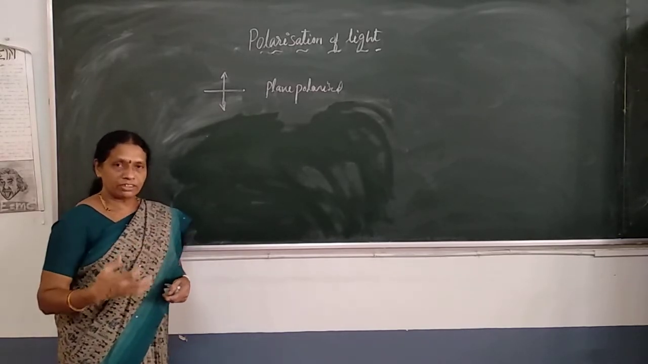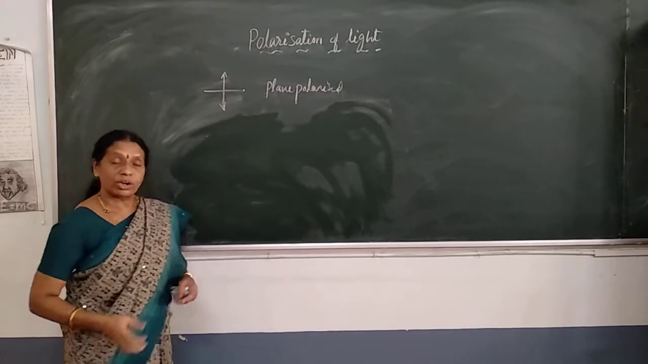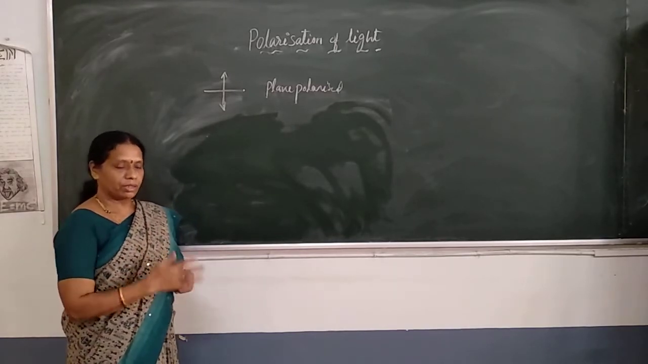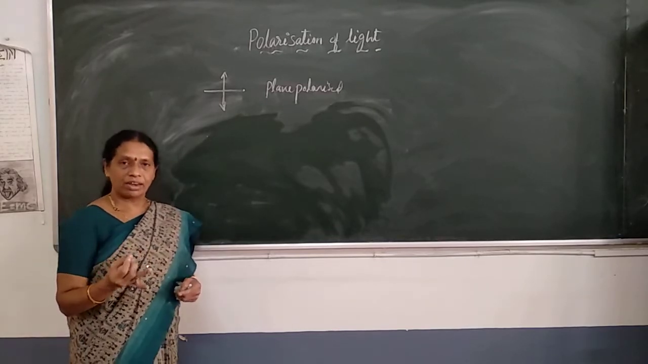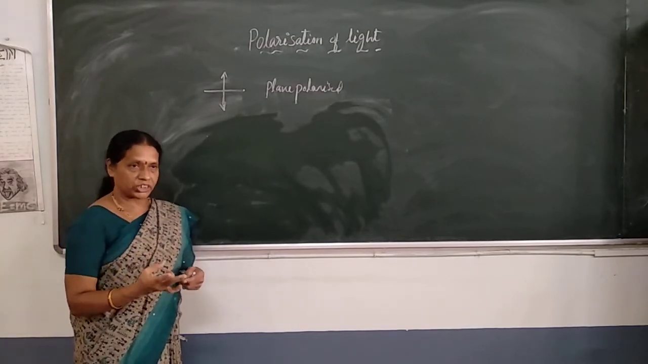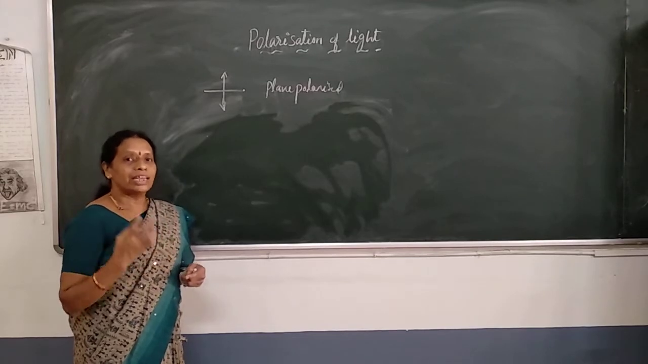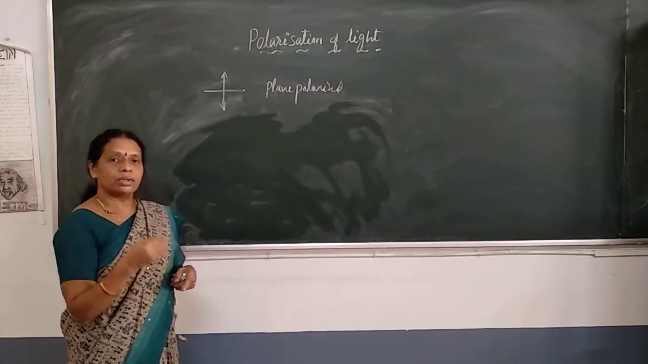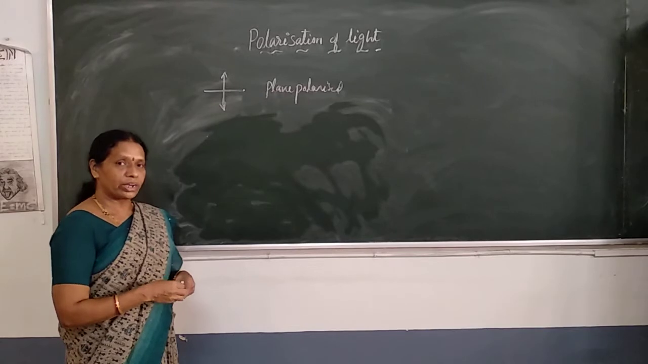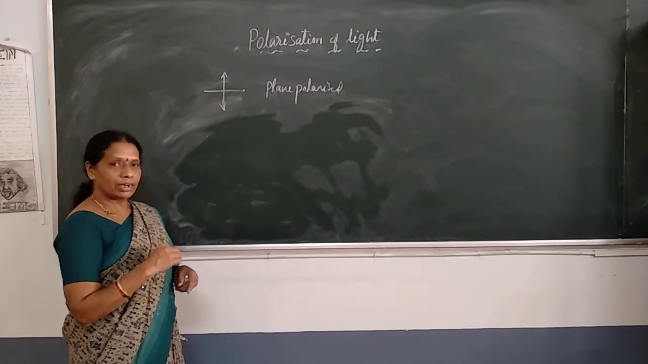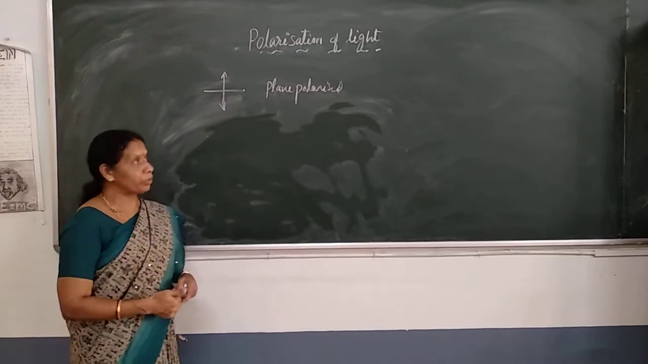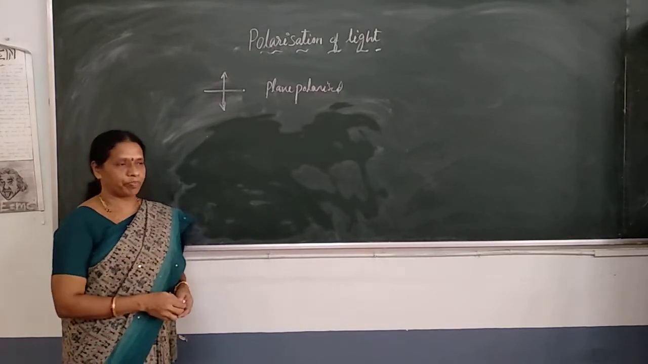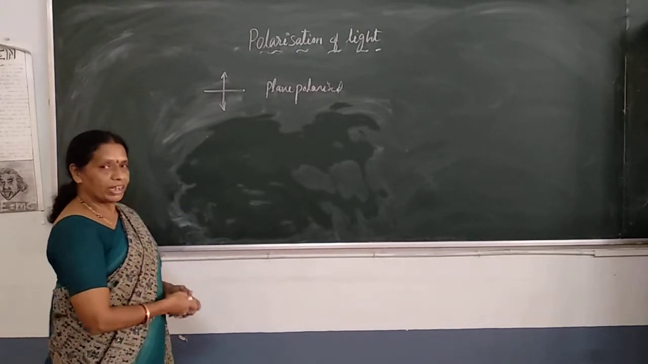These are the 5 methods by which a plane polarized beam can be produced: by reflection, by refraction, by scattering, by double refraction, and by selective absorption. Selective absorption is also called dichroism, and double refraction is also called birefringence. These are the 5 methods to produce a plane polarized beam. First method is by reflection.